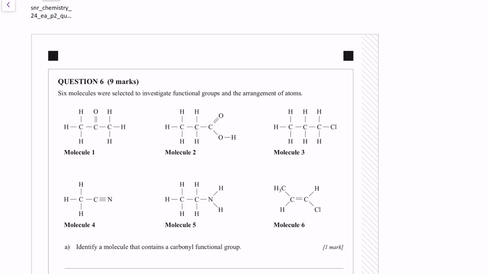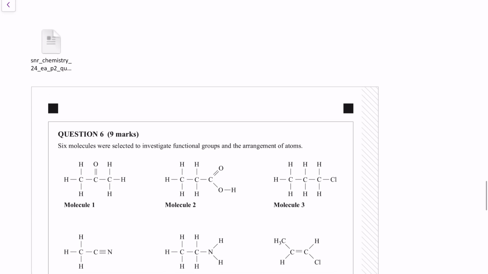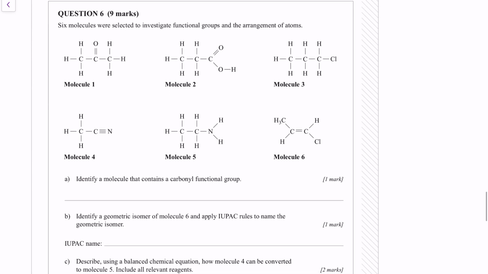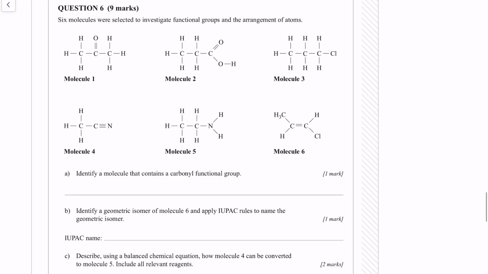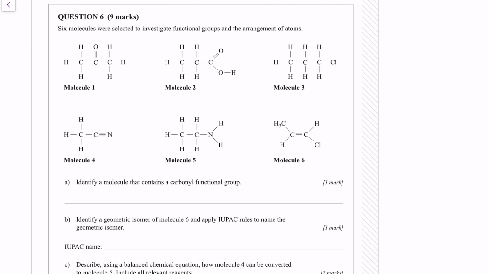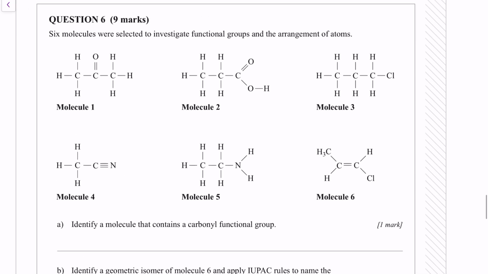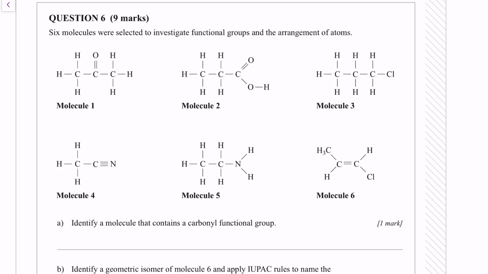So moving on to question 6 of paper 2, 2024 EA. This was 9 marks this time. Okay, so you can see that pathways, they're not going to test you on everything, but they're obviously pretty high yield, given they can literally give out free marks as well. So question 6, 6 molecules were selected to investigate functional groups and the arrangement of atoms.